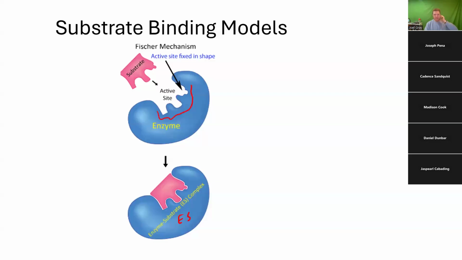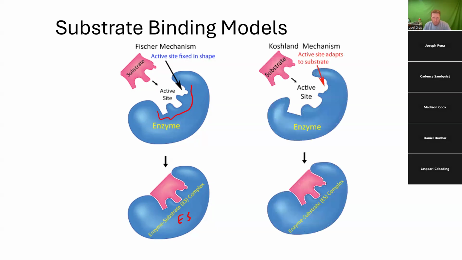Now, this is the Fisher mechanism. This is kind of rigid, and this is just a theory as to how it works. There's also a mechanism that was deduced by, I believe, Roger Koshland. He proposed that we've got an enzyme made up of a bunch of different amino acids, and the shape of it is somewhat fluid. The active site will make minor changes in order to adapt to the shape of that substrate.